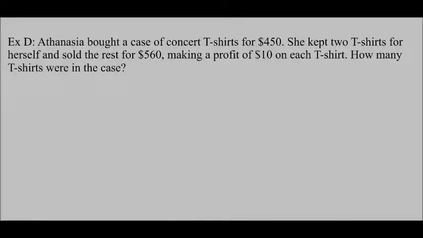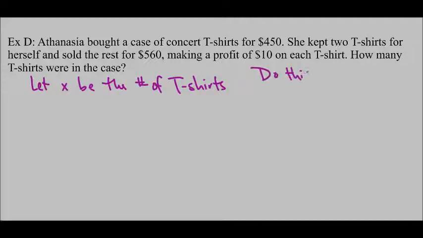So again, the first thing that we want to do is make a let statement. So we'll say let x be the number of t-shirts. Now the key to this question is to do it per unit. Remember, $10 is the profit per t-shirt. So $10 is how much she makes, and she sold each of them for $560 over x minus 2, because that's how much she made total, and x minus 2 is the number of t-shirts she sold.